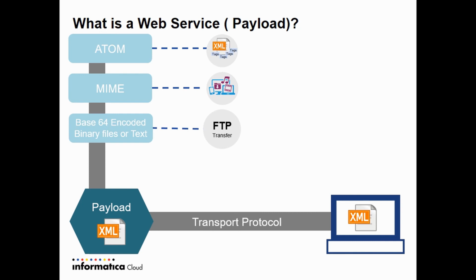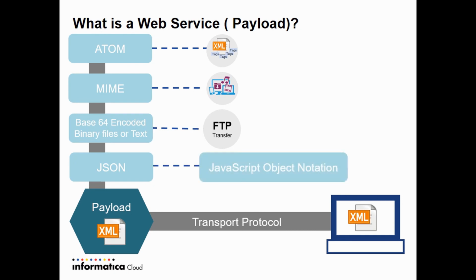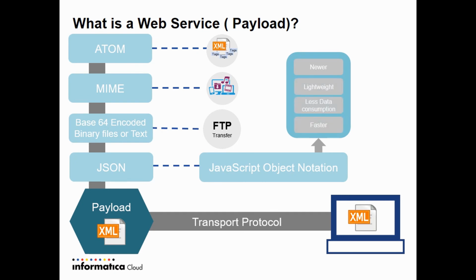transfer. Another type of payload used is JSON, which is a non-XML type payload. JSON stands for JavaScript Object Notation. It is a self-describing language like XML, which is newer, lightweight, and consumes less data to send, and hence it is faster. It is currently not supported in Informatica PowerCenter, which is one important reason to use Informatica Cloud.